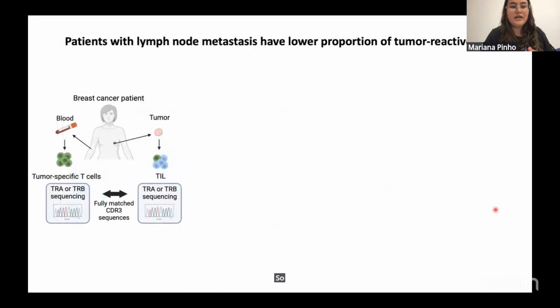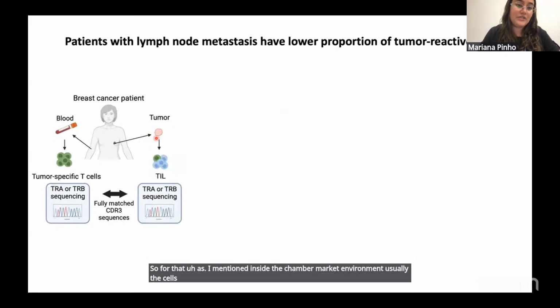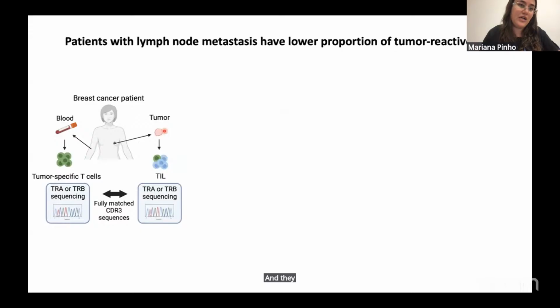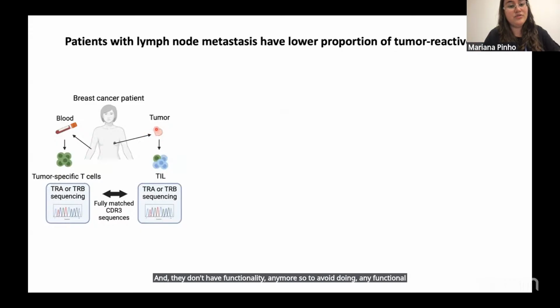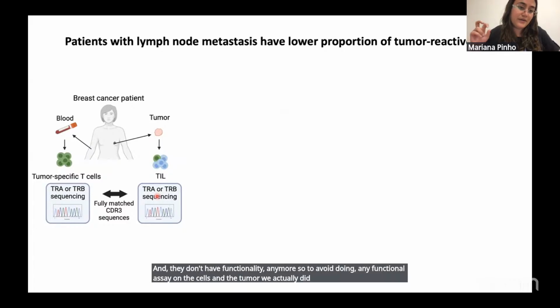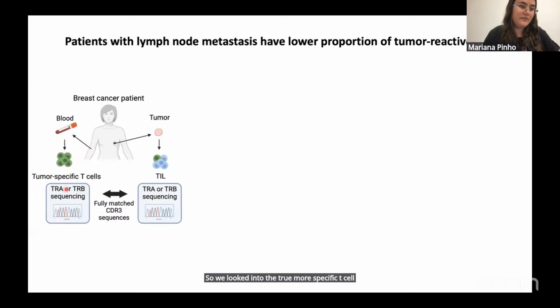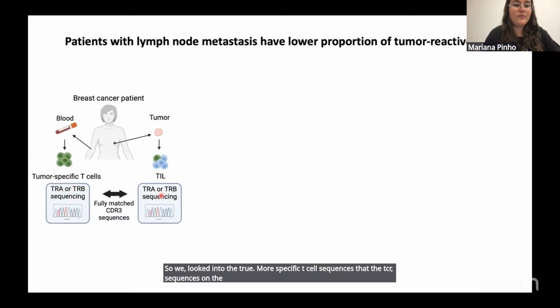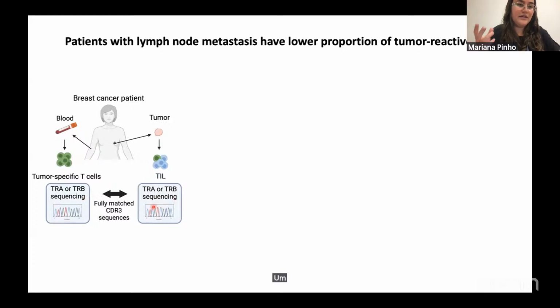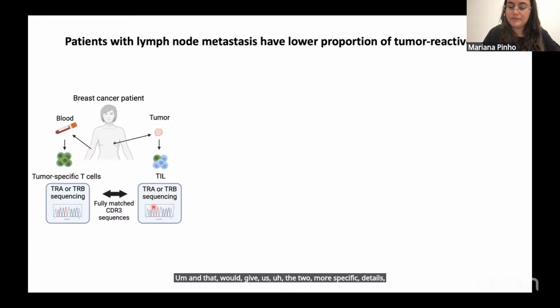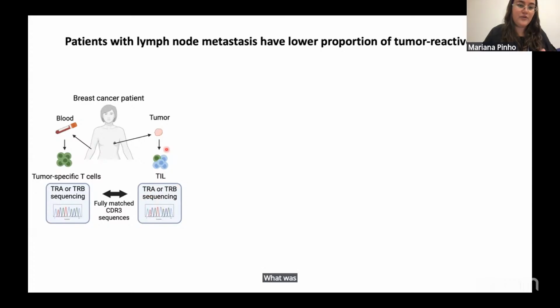So for that, as I mentioned, inside the tumor microenvironment, usually the cells are very exhausted and they don't have functionality anymore. So to avoid doing any functional assay on the cells in the tumor, we actually did an indirect assay. So we looked into the tumor-specific T-cell sequences, the TCR sequences, in the blood, and then we looked into how many of them fully match the sequences inside the tumor. And that would give us the tumor-specific T cells, no matter what the functionality of these cells was.